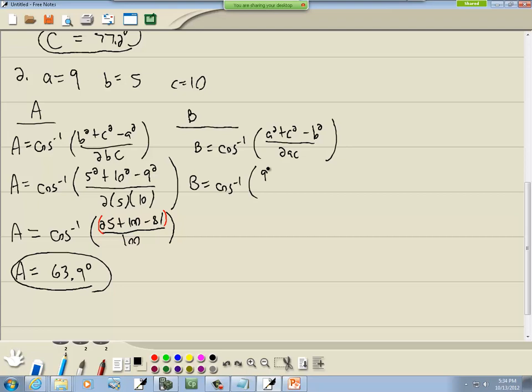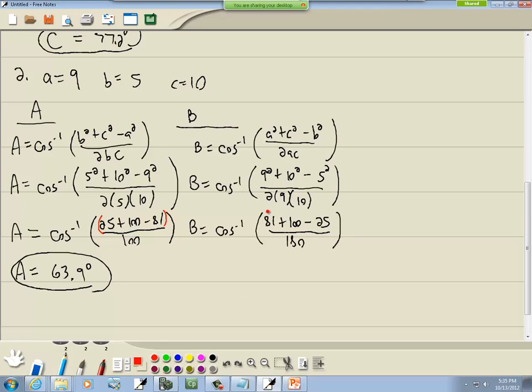Okay, so A was 9, so we got 9 squared plus C, which is 10, so 10 squared minus B, which is 5 squared, over 2 times A, which is 9, times C, which is 10. Do a little bit of simplifying before we plug it in. 9 squared is 81, plus 10 squared, which is 100, minus 5 squared, which is 25. 2 times 9 is 18, times 10 is 180.